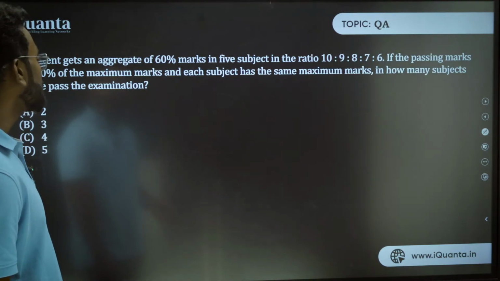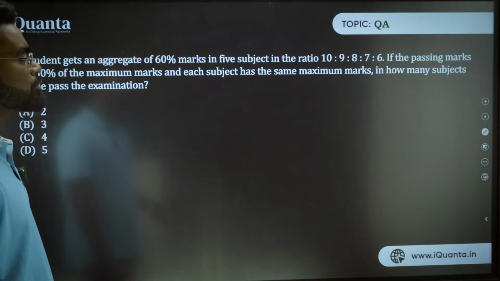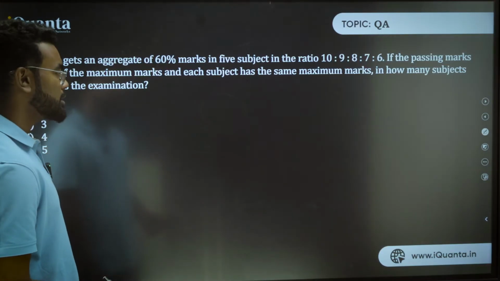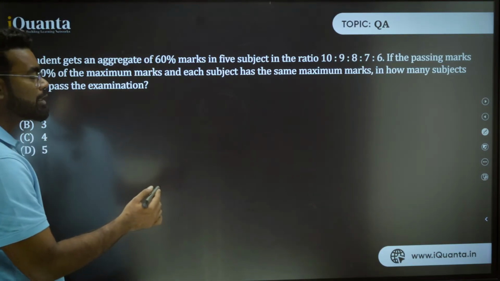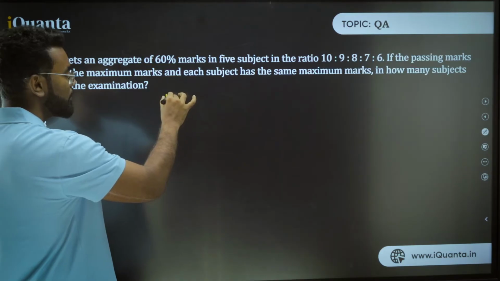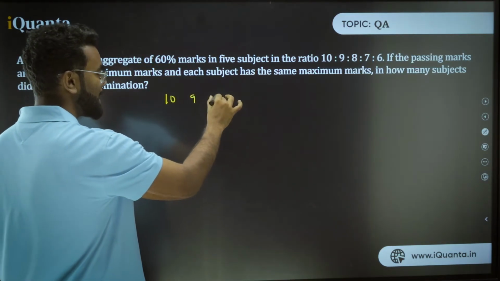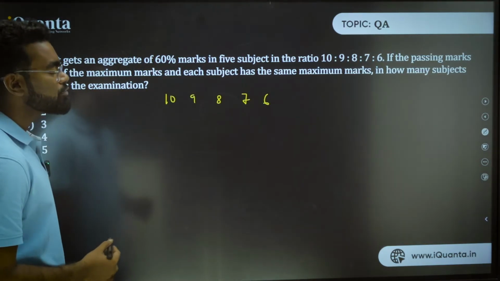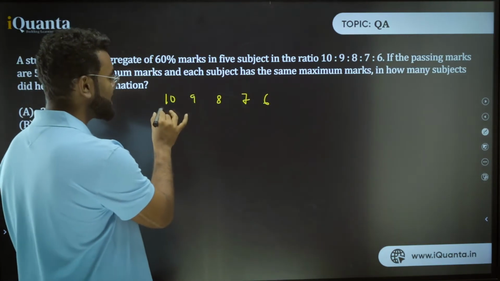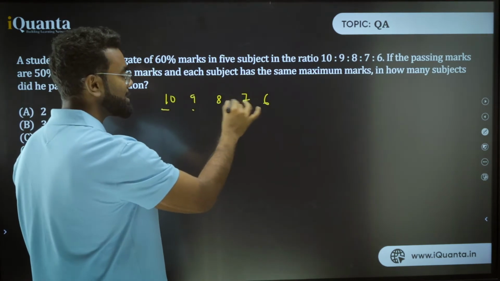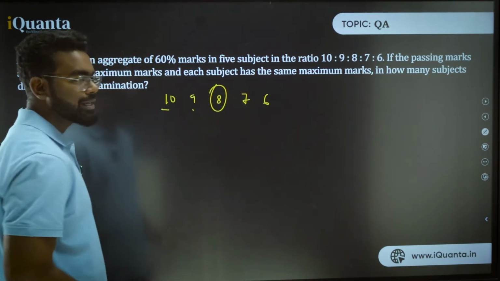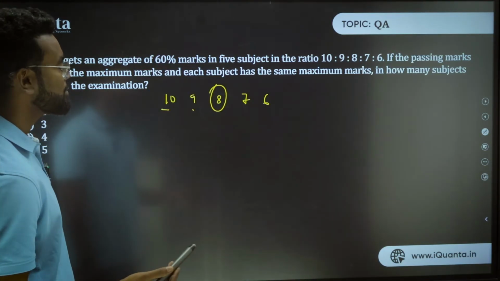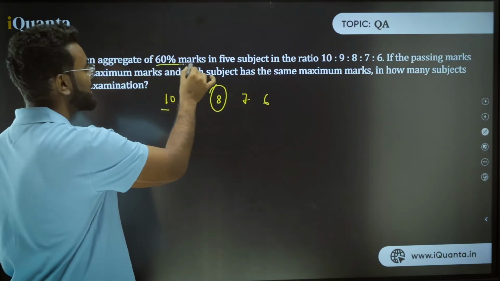Right? So the student gets an aggregate of 60%. How much did he get? He got 60%, right? And the 5 subjects have equal maximum marks. So the ratio of the marks he got is basically 10, 9, 8, 7 and 6. So if I have these 5 papers and my score is in the ratio 10, 9, 8, 7, 6, what is the average I got? 8. And it has said that 50% of maximum marks is passing, and he got 60% marks on average.